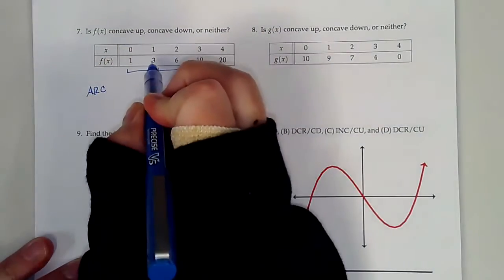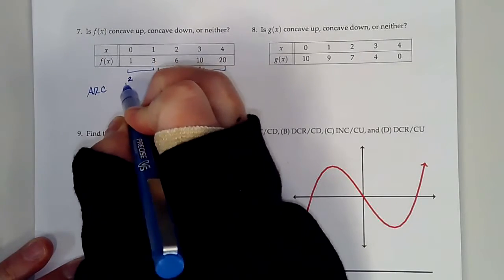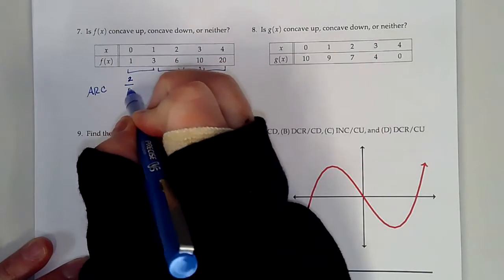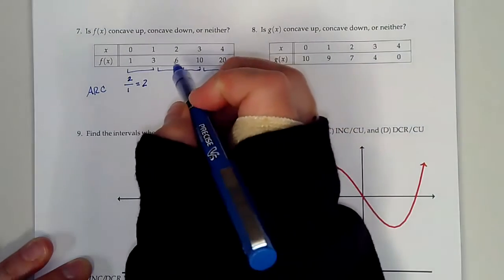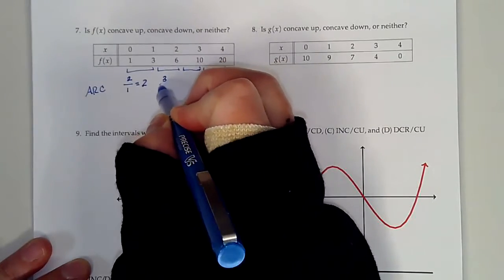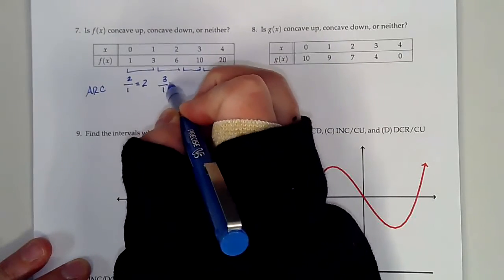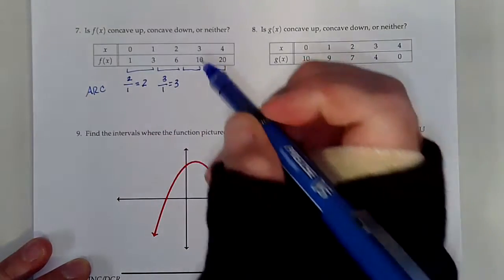So remember that average rate of change is going to be the change in y over the change in x. So I have 3 minus 1, so that's 2, over 1 minus 0, which is 1. So I get an average rate of change of 2. On this next set, I have 6 minus 3, so that's 3, over 2 minus 1, which is 1. So it gives me 3 total.